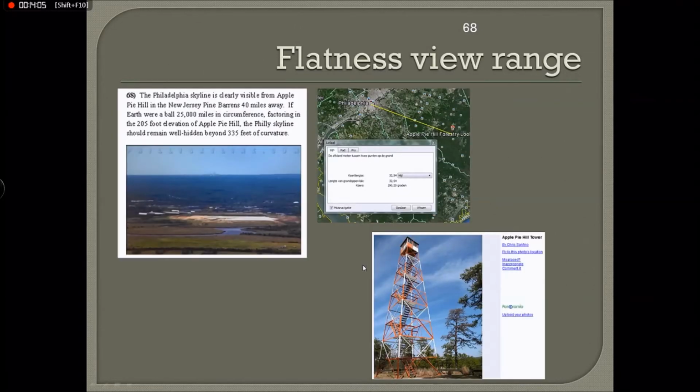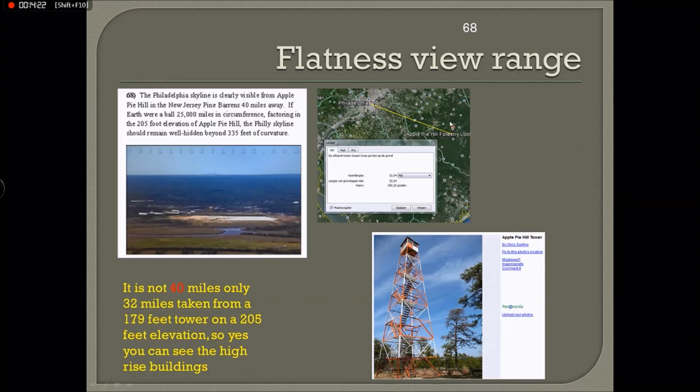But he simply continues, and then he takes the Philadelphia skyline is clearly visible from Apple Pie Hill in the New Jersey Pine Barrens, 40 miles away, and the hill is 205 foot high. Well, I looked it up. There is Apple Pie Hill forestry. It's forest, and in the picture you don't see much forest. Apparently you are looking over the forest. But it's also not 40 miles away, it's only 32 miles away. So he just adds 25% to the distance.